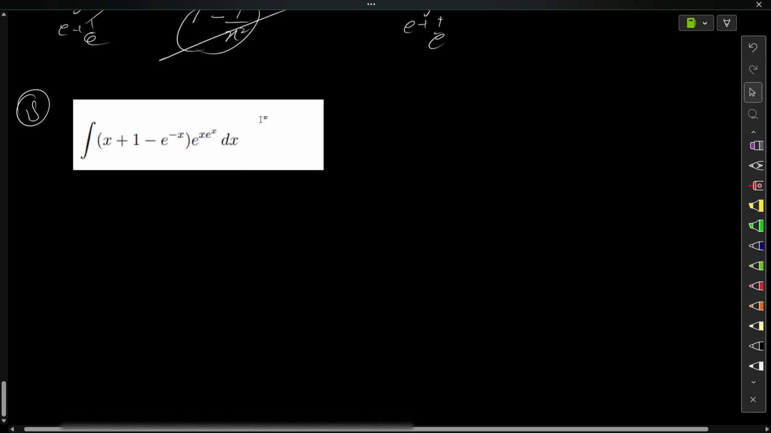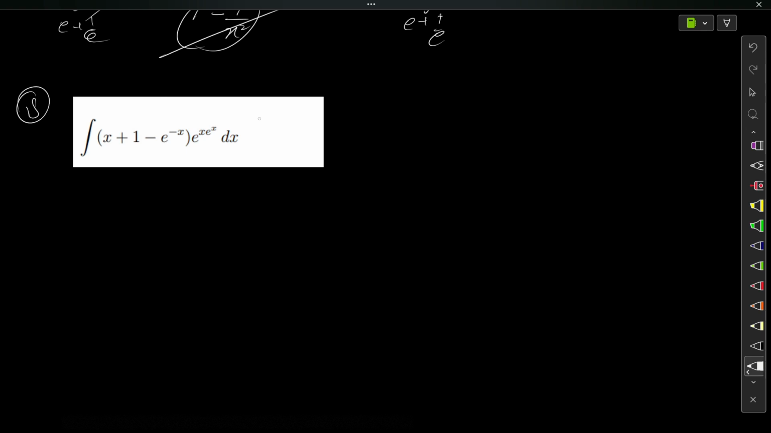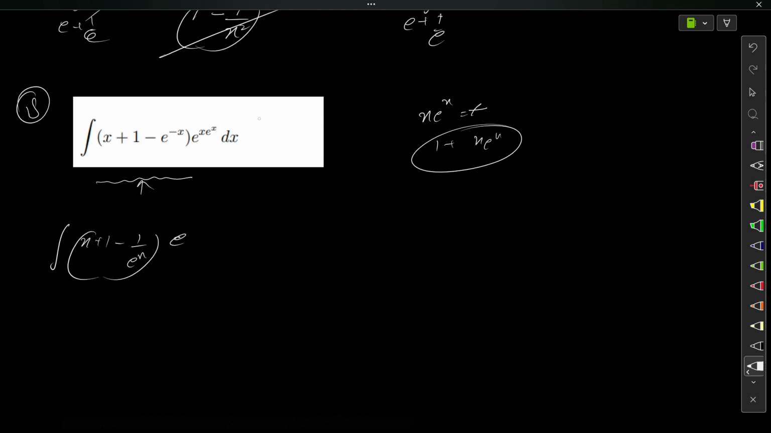Okay, so for this question, one hope that I'm getting is that if I take e to the power x multiplied by x as t, then I'll be getting 1 plus x, e to the power of x. But here we don't have anything, right? So what I can do right now is let us write it down as x plus 1 minus 1 over e to the power of x, e to the power of x, e to the power of x with respect to dx.